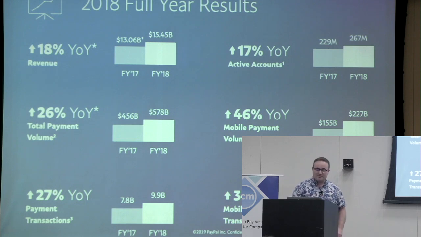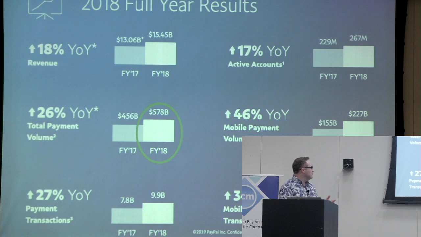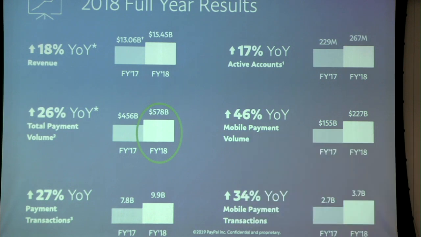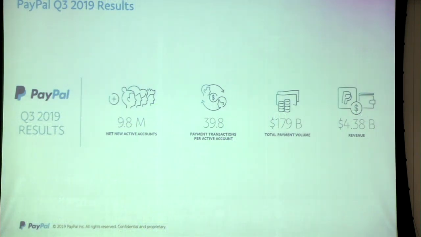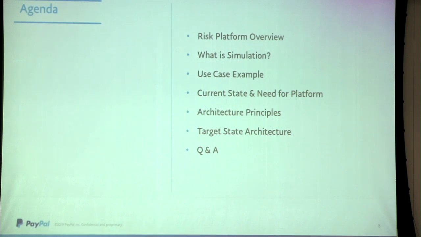I want to bring this up so you'll get an idea of the scale we need to simulate. I'll draw your attention to the numbers: 578 billion in TPV, and then the next number is the actual transaction count that went through in 2018. So when I talk about simulation, that's the level and scale that we'll simulate. This is the most recent Q3 results. I won't dwell on that too much. A great quarter.